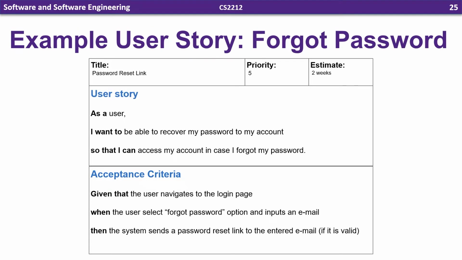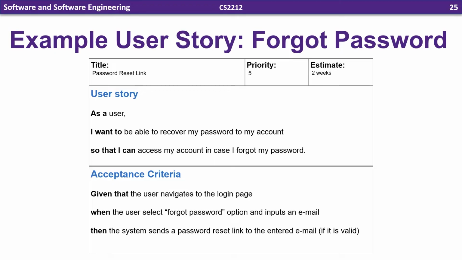In this example user story, someone forgot their password and they want to reset their password link. So the user story might be: as a user, I want to be able to recover my password to my account so that I can access my account in case I forgot my password. And user stories should be relatively simple like this. You can have a lot of them, but you want them to be very obvious in what the intent is.